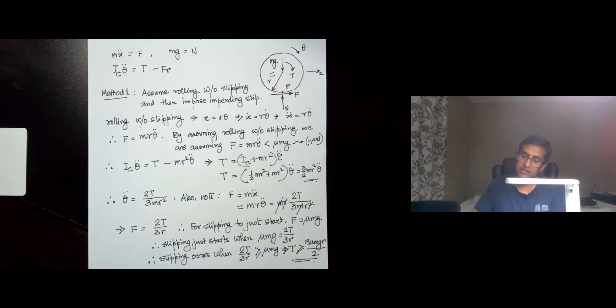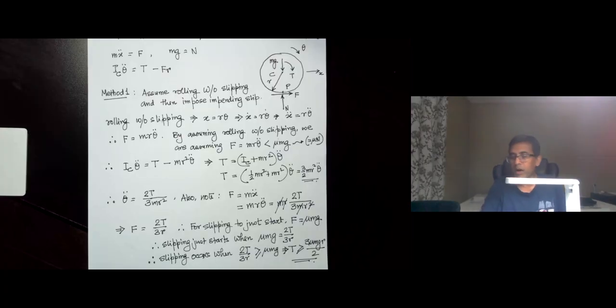Now we note that this torque at which slipping occurs is a function of mu, which is the coefficient of friction. And so if mu is low, then slipping will start at a lower value of torque, and this makes sense. If the contact between the wheel and the road becomes more and more slippery, which means that mu becomes lesser and lesser, then the wheel is going to slip at smaller and smaller amounts of torque.